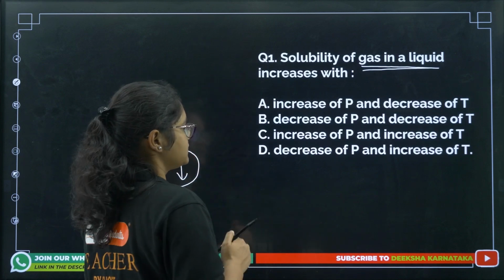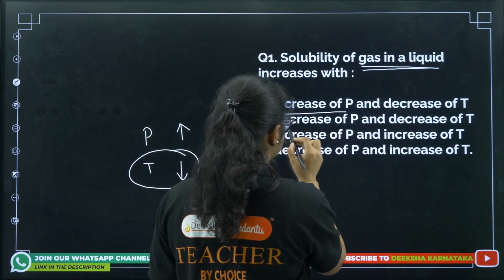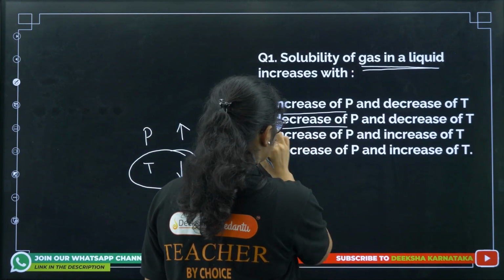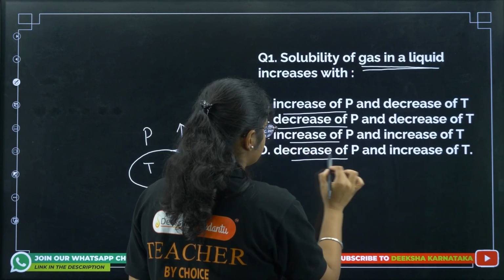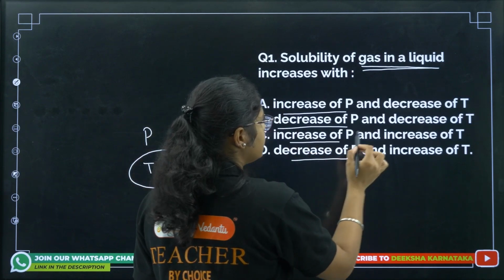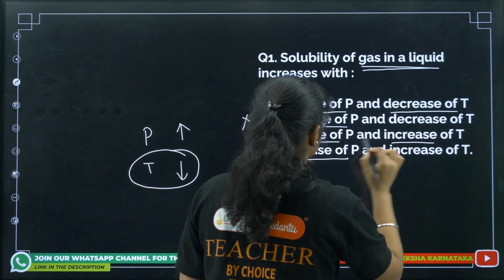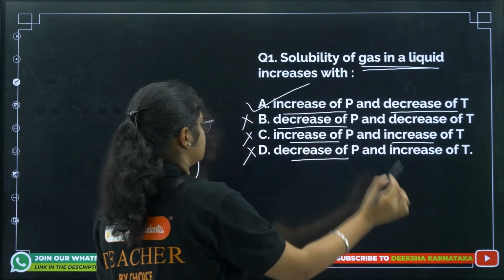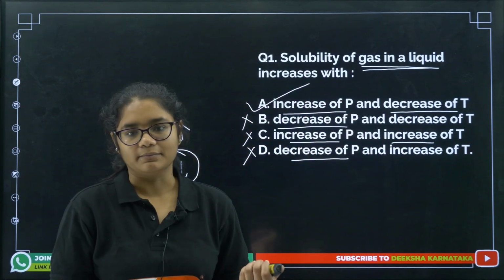So let's see which is the correct answer. Increase of pressure, so this can be the answer. Decrease of pressure, no. And we need decrease in temperature, so this is also no. So the correct answer for this question will be option number A.